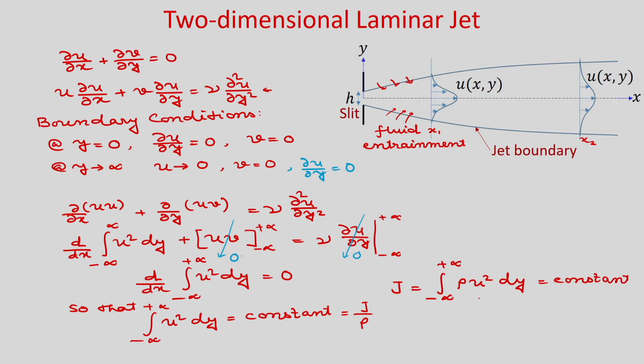Okay. So, this is one important property, where in the solution we will use that J, which is your momentum flux at any location x. So, J is the momentum flux, you can see that it is independent of x. So, it is constant at any station of x location. So, this is constant. So, we will use the similarity transformation technique to find the solution of this jet flow.